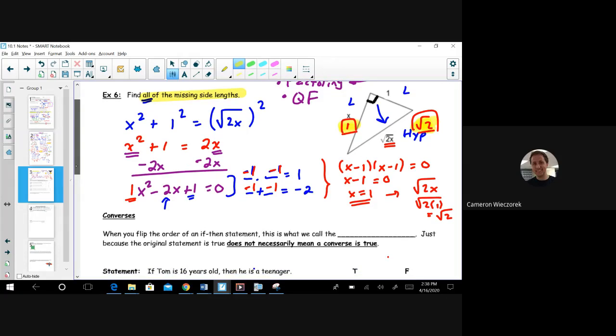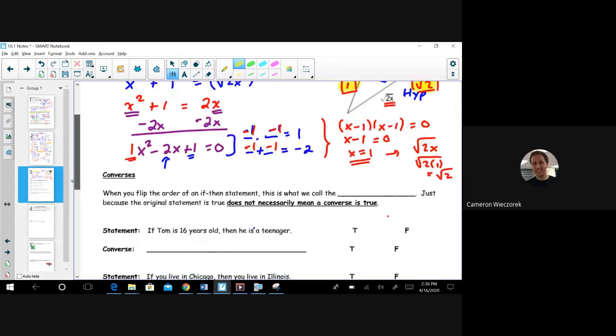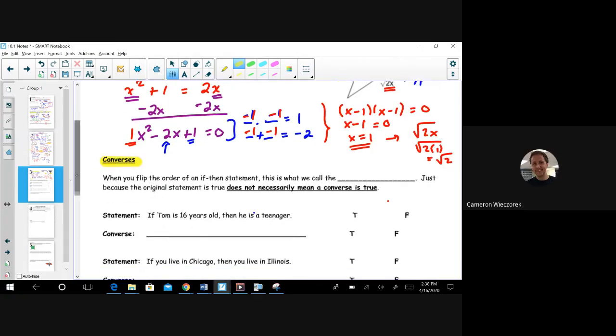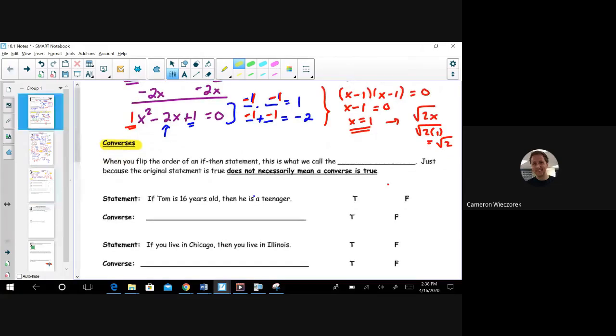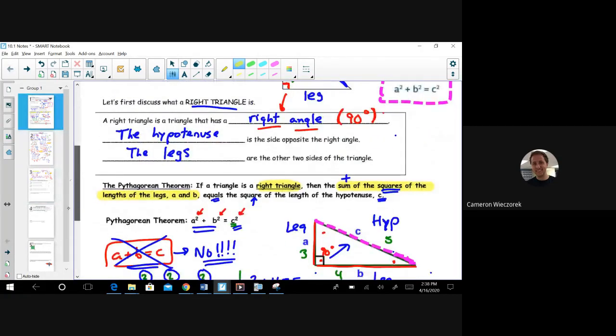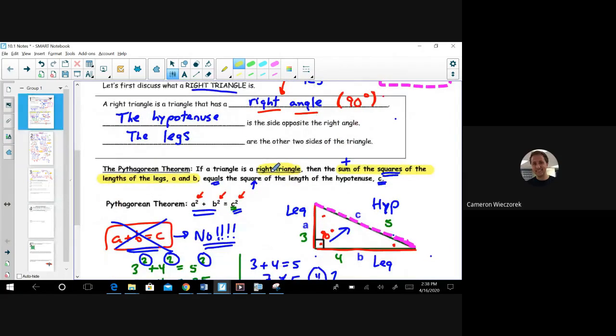All right, so now we need to talk about what a converse is, because we also want to talk about the converse of the Pythagorean theorem. And a converse really just means we're going to take a statement and flip it around. You'll notice in the original Pythagorean theorem, we wrote it as an if-then statement. We said if a triangle is a right triangle, then the sum of the squares of the lengths of the legs equals the square of the length of the hypotenuse.